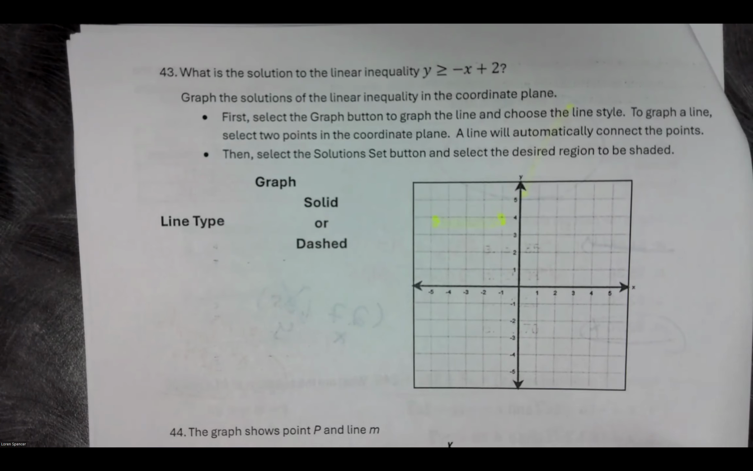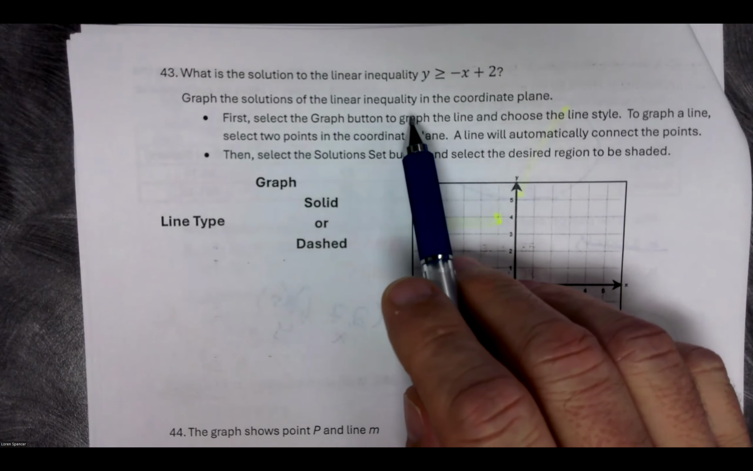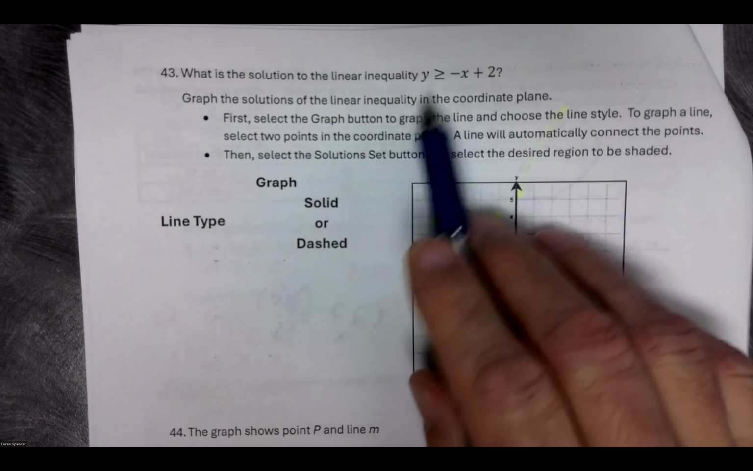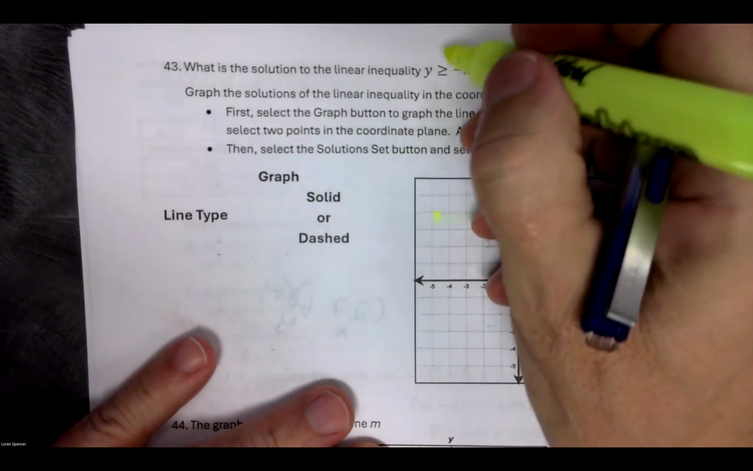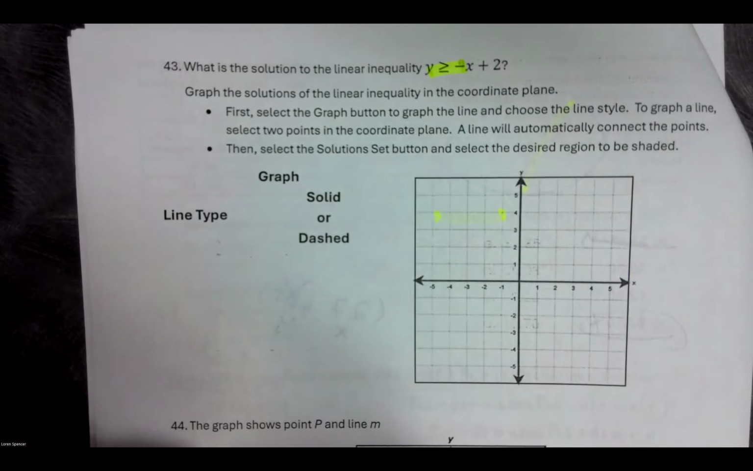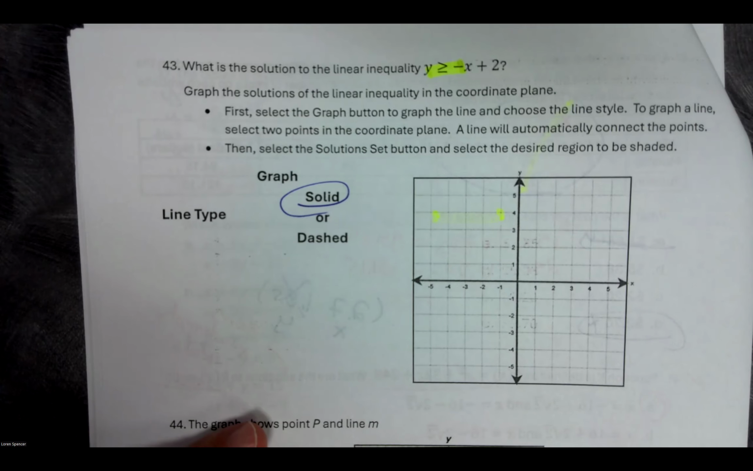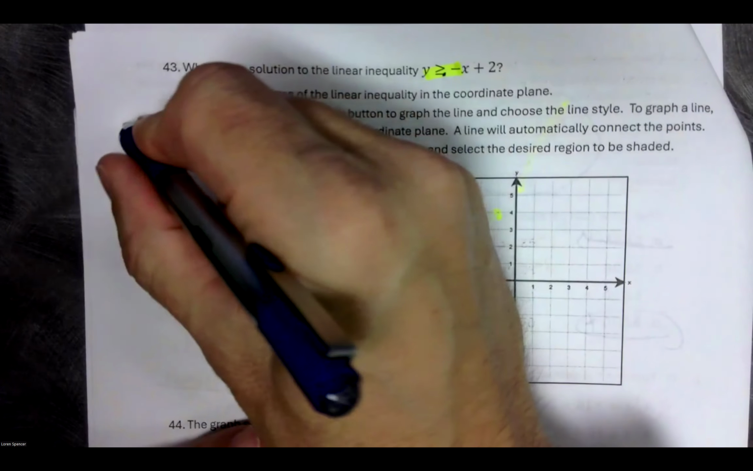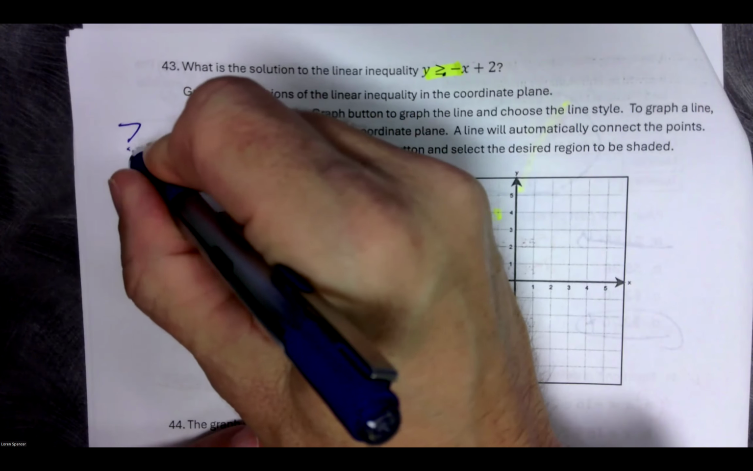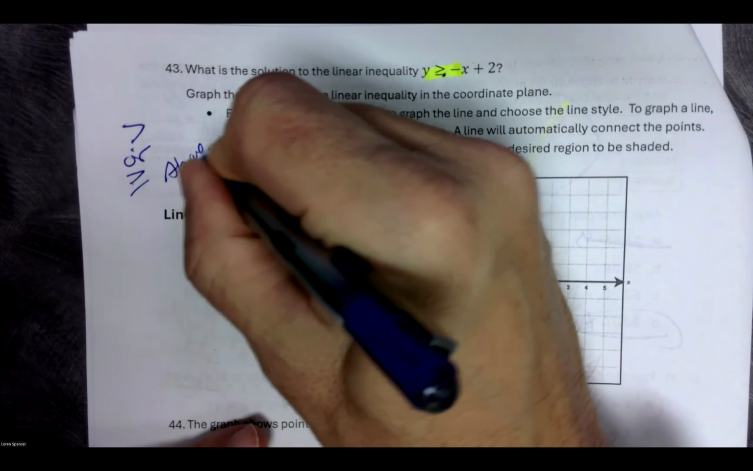What is the solution to the linear inequality y is greater than? Graph the solution of the linear inequality in the coordinate plane. Okay, so first off, greater than or equal to. I see that greater than or equal to. That's a solid line. And with greater than, or greater than or equal to, we shade above. So we're shading above the line.